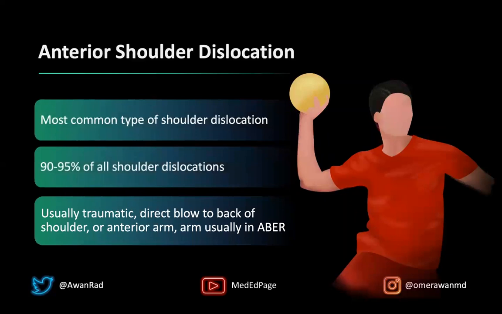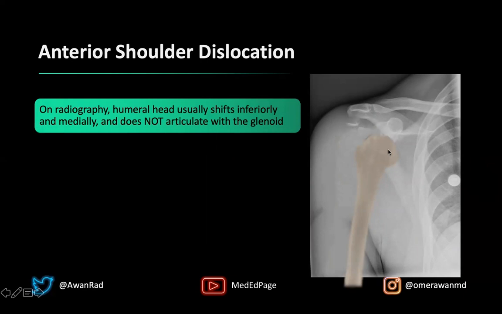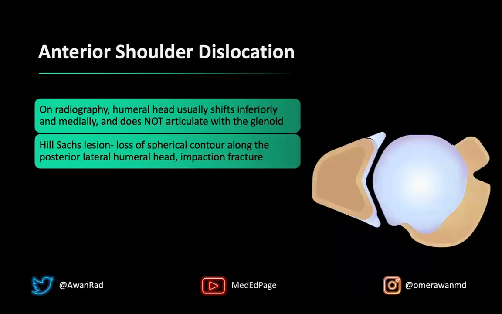They usually occur when there's been a direct blow to the back of the shoulder, maybe the anterior arm, and the arm is usually in an ABER position, abduction external rotation, as you sort of see here in this cartoon. Now, an anterior dislocation on radiography, this humeral head, which you see right here, moves inferior medially. That's what it's going to look like in an acute anterior dislocation. It's not articulating with the glenoid anymore.